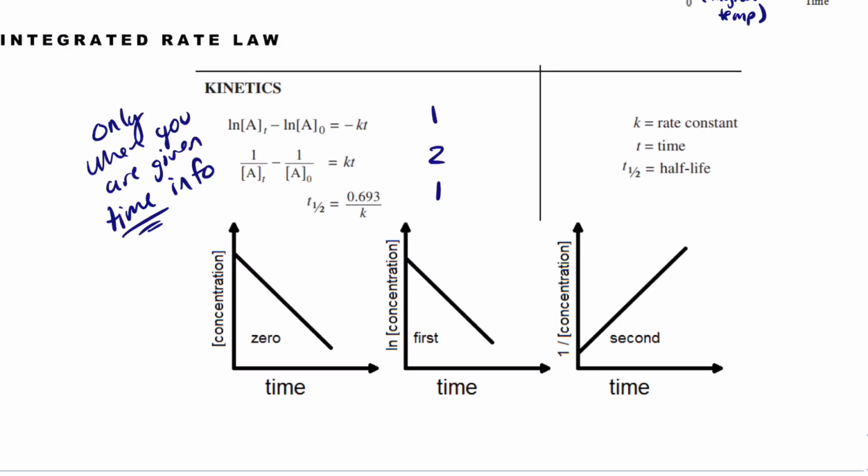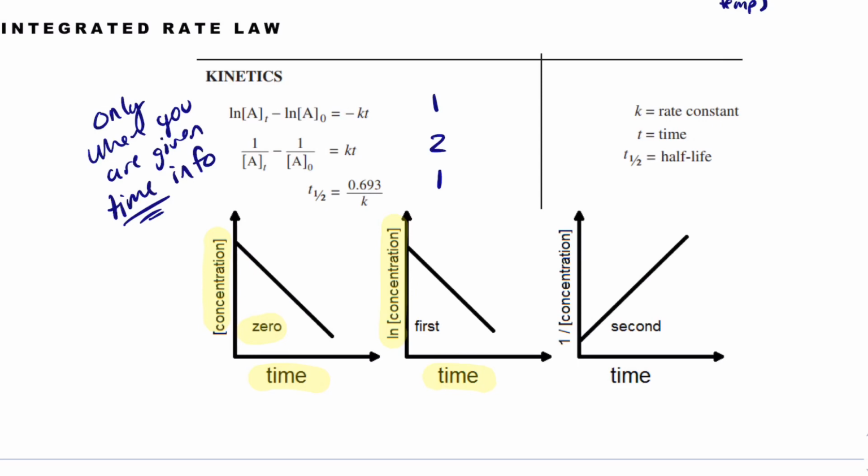With the integrated rate laws, sometimes you'll see graphs of concentration versus time. If it produces a straight line, it'll be zero order. If you graph ln concentration versus time and it gives you a straight line, it'll be first order. And if you graph 1 divided by concentration versus time and it gives you a straight line, it'll be second order. And I would write down that the absolute value of the slope is equal to K.